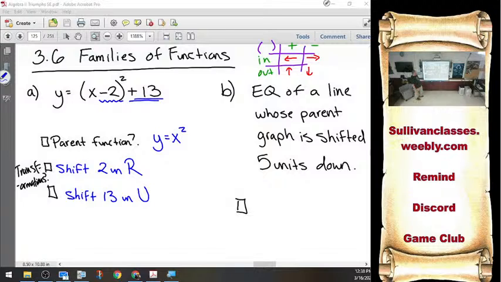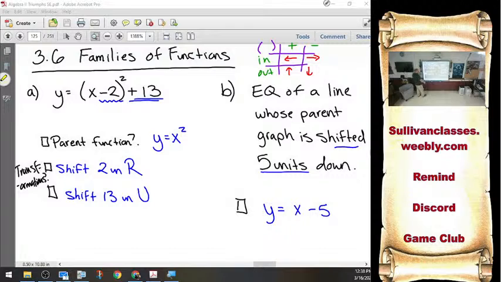The parent graph is a line. So what does that look like as an equation? y equals x. Just x. So we start with y equals x as the parent function, and then we do stuff to it. The stuff we're going to do is shift 5 units down. In or out of parentheses? Outside, if I'm going 5 units down. Negative, outside. Okay?